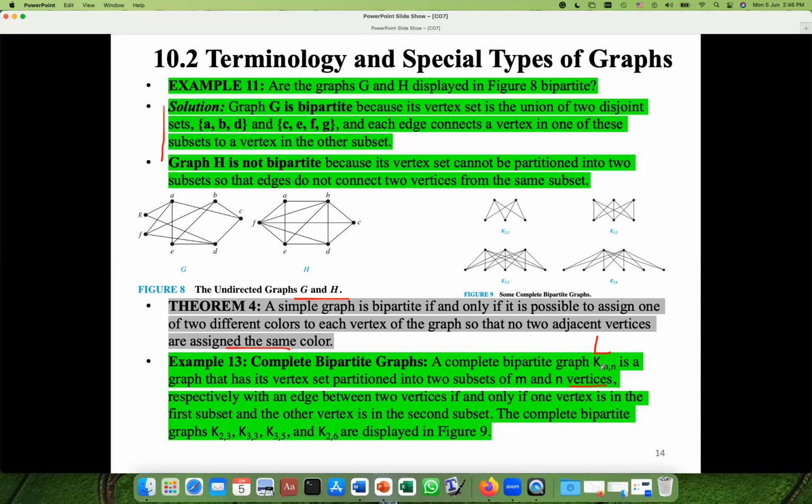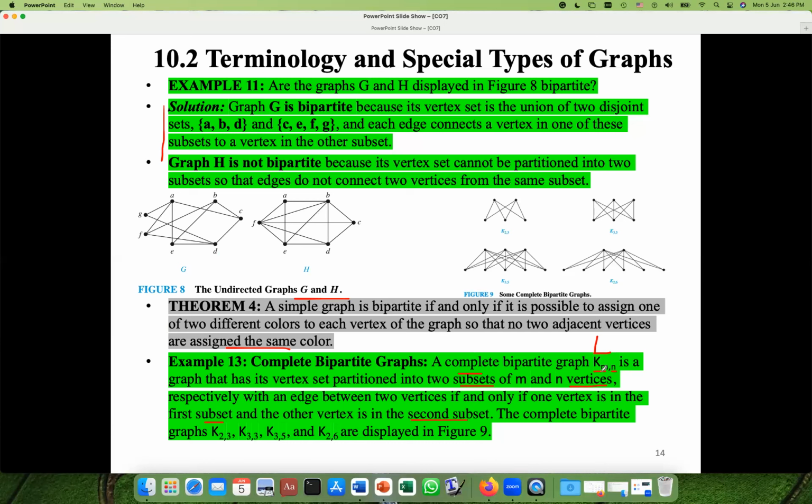M and N. So what are this M and N? These are the number of vertices. This M is the number of vertices in one subset. N is also the number of vertices in another subset. So this graph, if it is bipartite, will have two subsets, with an edge between two vertices if and only if one vertex is in the first subset and the other vertex is in the second subset. So these are the two subsets.